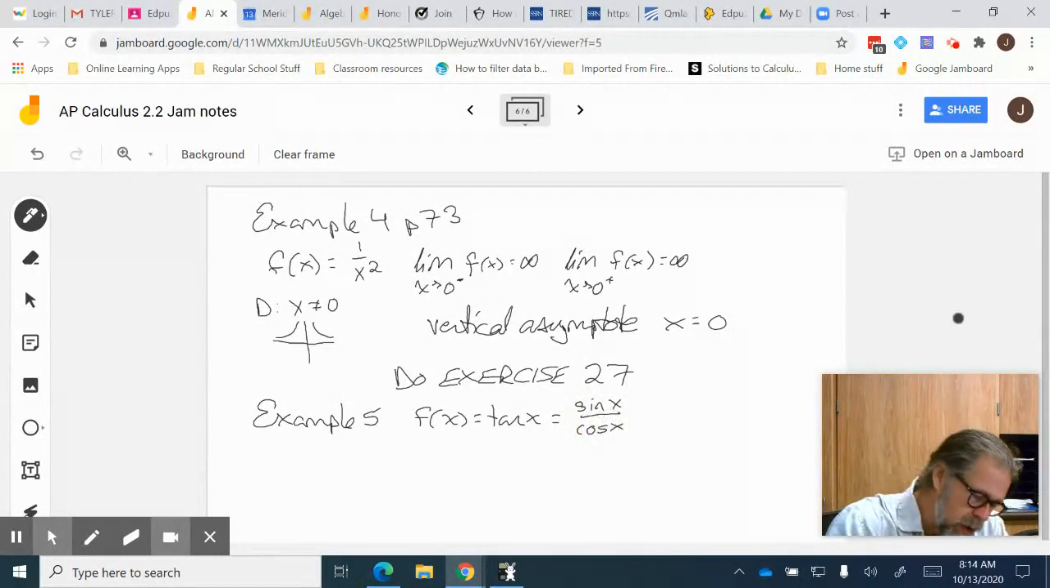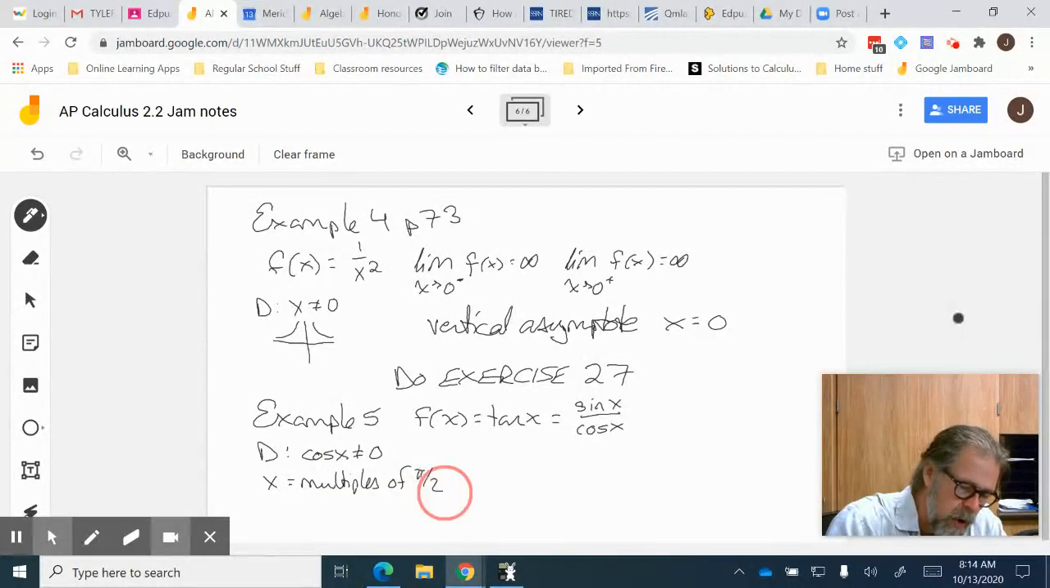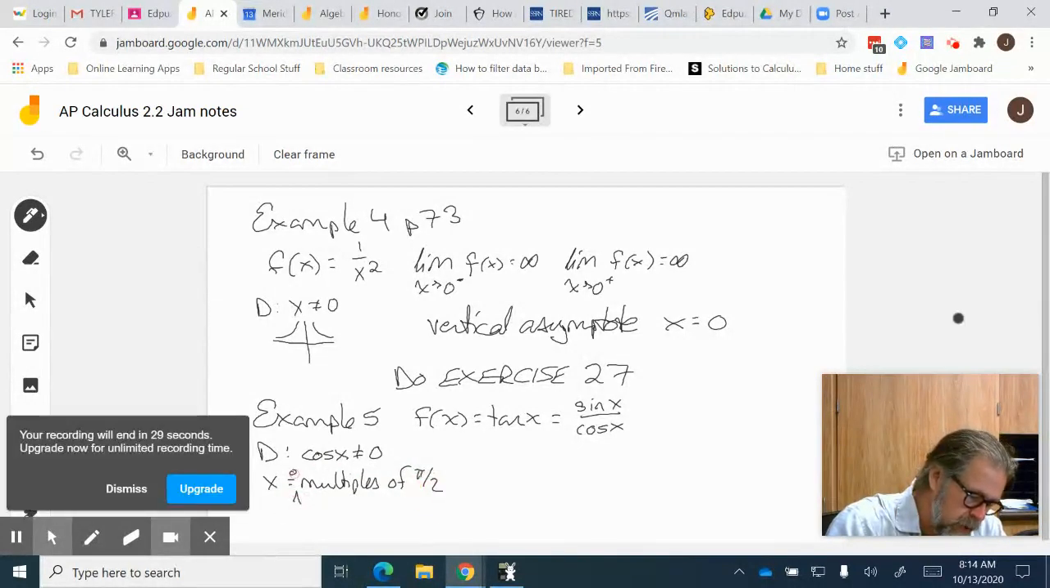And now we know that the domain of this function is that cosine of x cannot be equal to 0. Well, when is cosine of x not equal to 0? And we know that that means that x is multiples of pi over 2, but not all multiples of pi over 2, odd multiples of pi over 2.